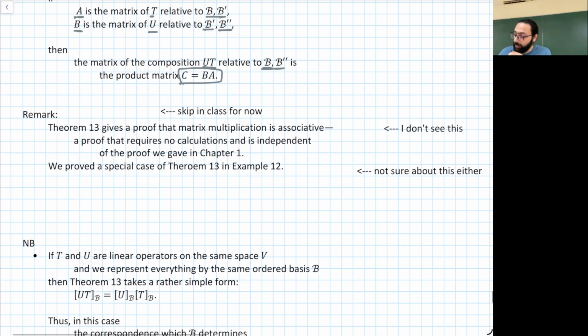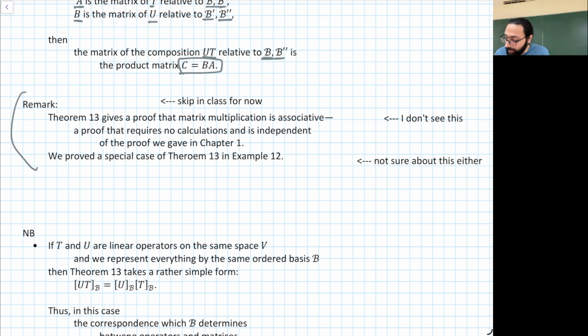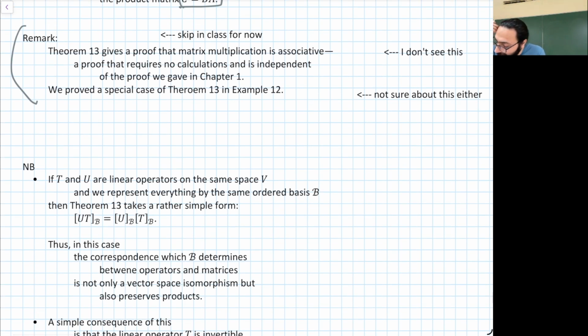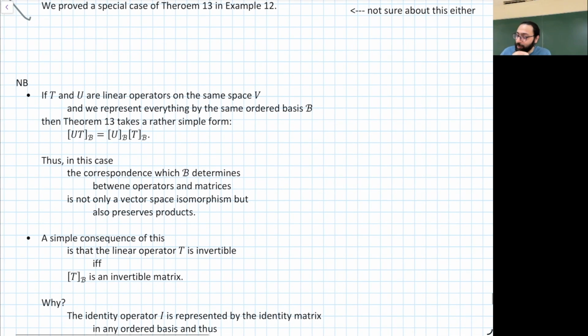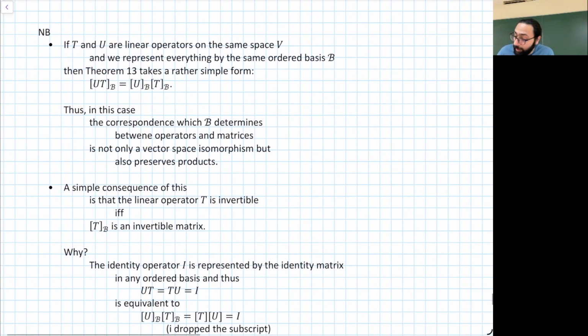So let's continue then. I have to skip this in the class. I'm going to skip it. We'll look at it later. Probably I myself didn't understand what is happening here. So okay, we can skip it for now. All right. Then there are a few notes.